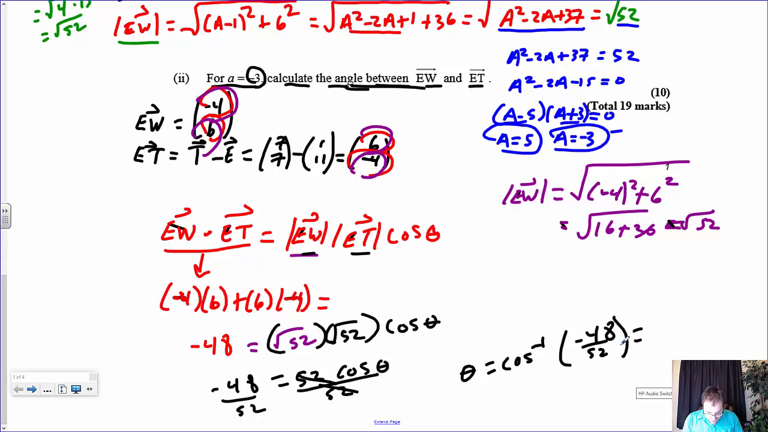So let's put that in the calculator. We'll have our angle, and then we'll be done with this question. So cosine inverse of negative 48 over 52. This is about 157 degrees, somewhere thereabouts. So that's the answer for that one.